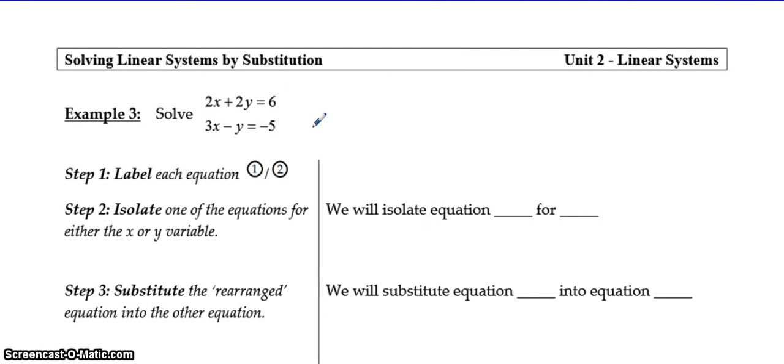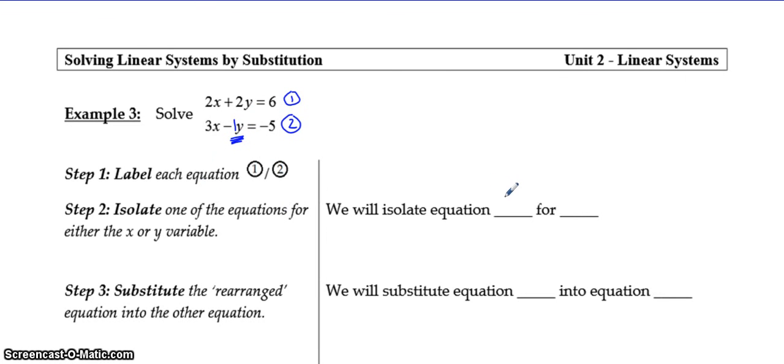Thanks for coming back. We're going to do one final example together and then you'll have one that you can try yourself. So again, the first step is to label each equation. Label this as 1 and this is 2. And see if you can find any x or y term that has a coefficient of 1 or negative 1. Well, this is 2x, this is 2y, this is 3x. This one right here is negative 1y. So that's the equation we want to start with.